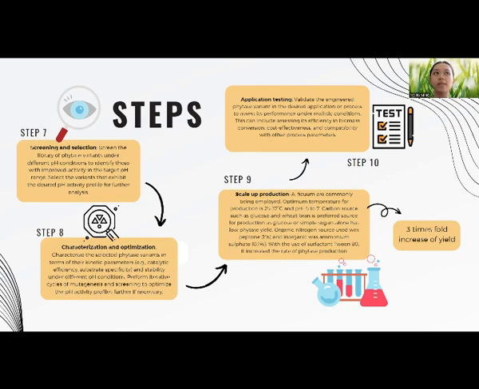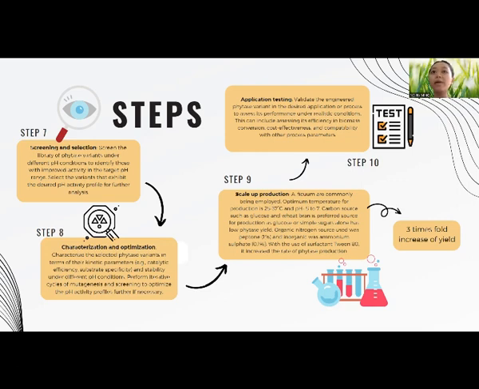From here, we can note that the success rate is not 100%, and that's the reason why we need to screen it. Step 8 will be characterization and optimization. We characterize the selected phytase variants in terms of their kinetic parameters such as catalytic efficiency and also their stability under different pH conditions. We perform iterative cycles of mutagenesis and screening to optimize the pH activity profile.